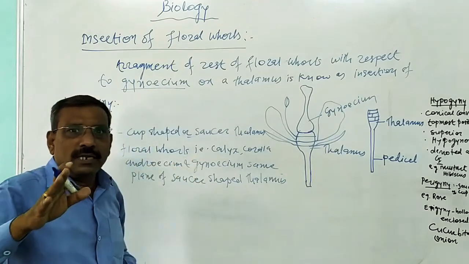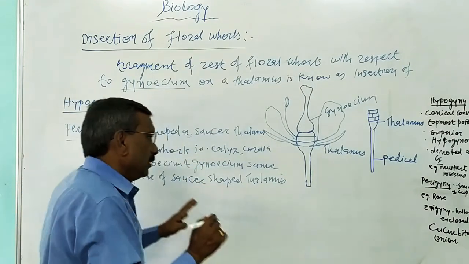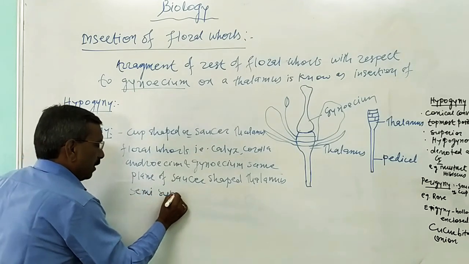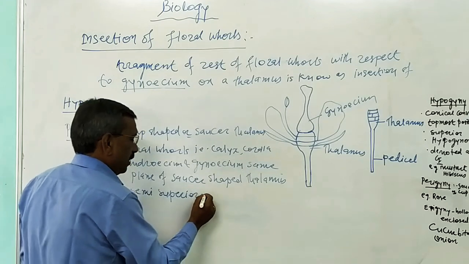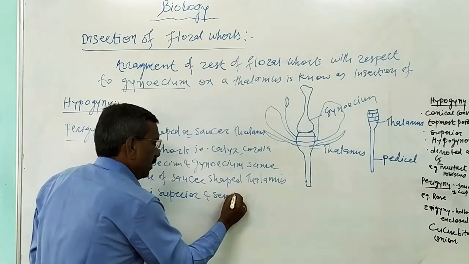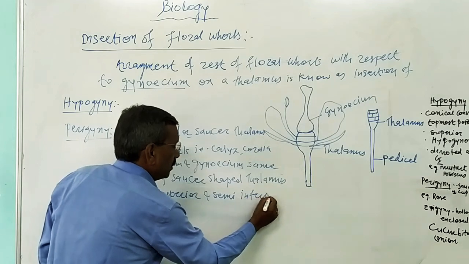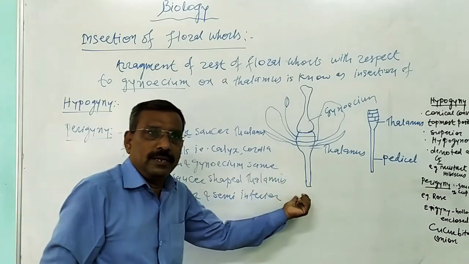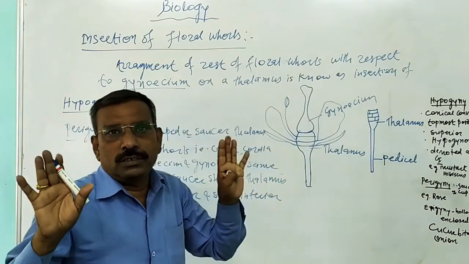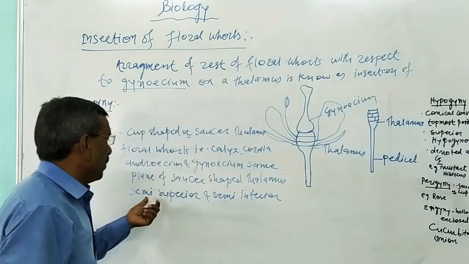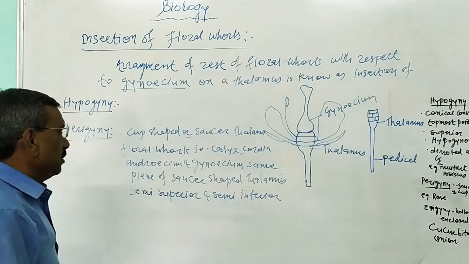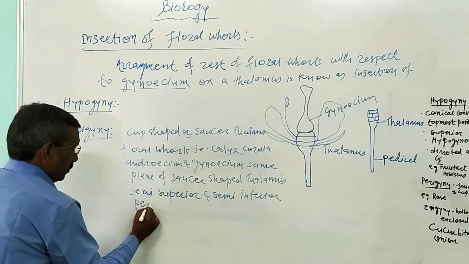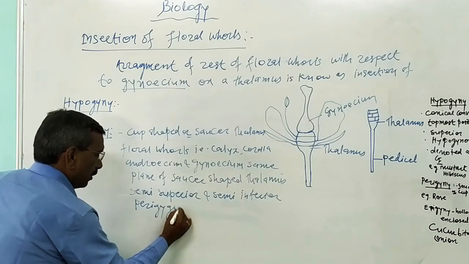So the ovary is neither superior nor inferior. That ovary is known as semi-superior, or semi-inferior, that is, half superior and half inferior. And the other floral whorls are also semi-superior and semi-inferior. Then the flower is known as a perigynous flower.